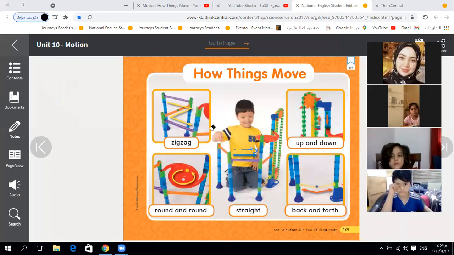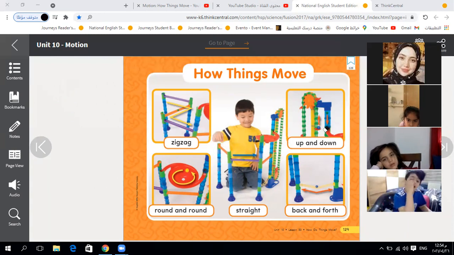So the first picture, things can move in a zigzag motion. The next one, round and round, just like a circle. The next one, a straight line. Okay, what about the next one? Can you see the two red lines here? We have up and down. Things can go up and things can go down. Up and down, repeat after me. Up and down.